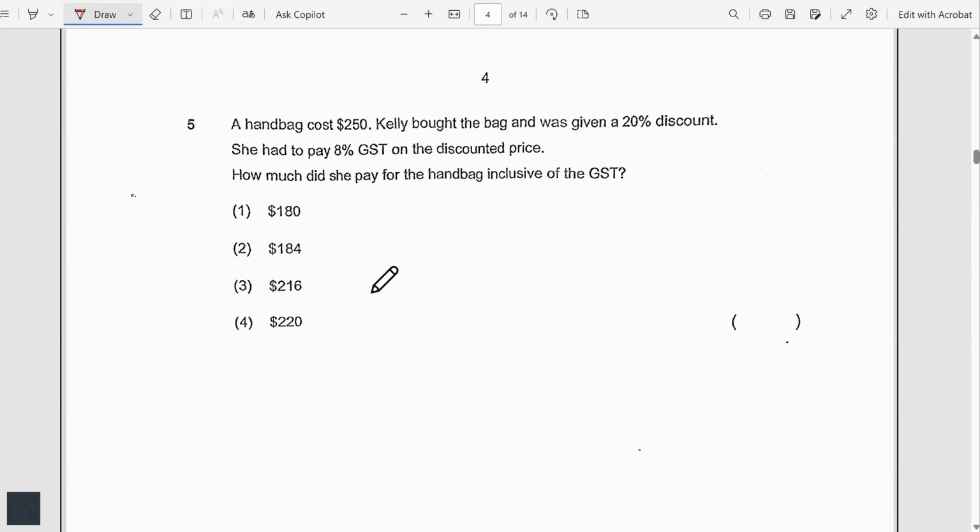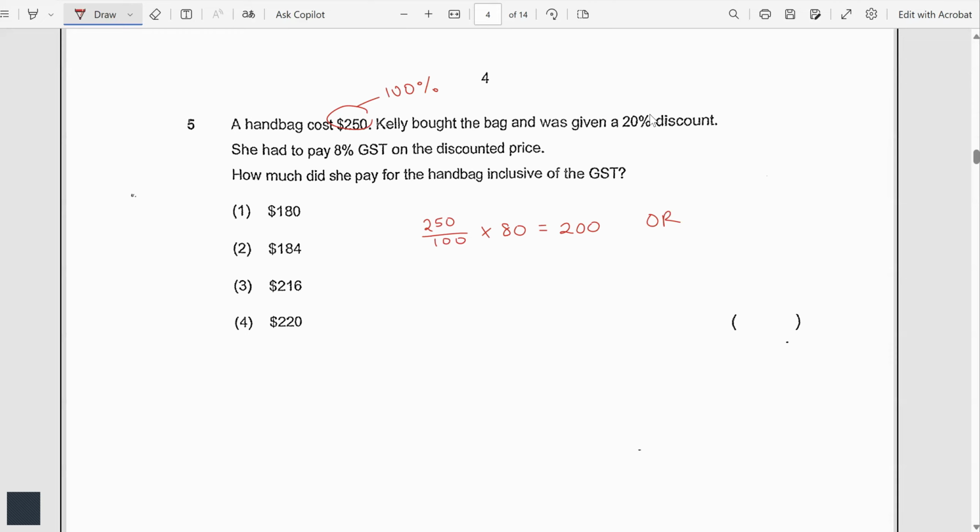Think of them as layers. So $250 is the original price. The first one we want to apply is the percentage discount. So after discount, she will have to pay 80%. So this will be the original 100%. So what you want to do is to take 250 divide by 100 to give you 1%, then multiply it by 80 to find 80%. This will give us $200.